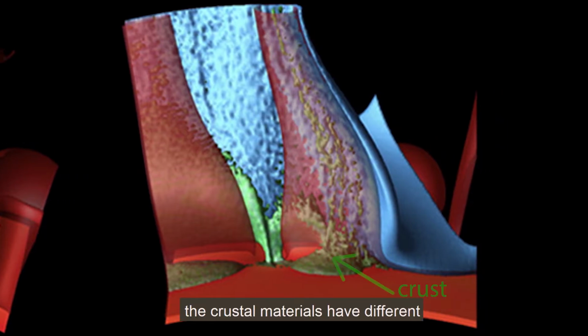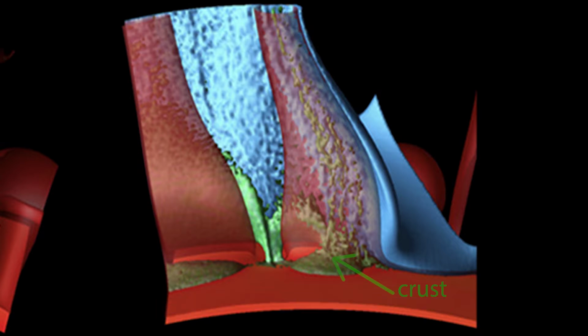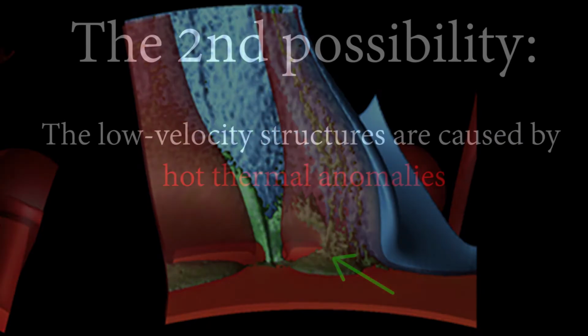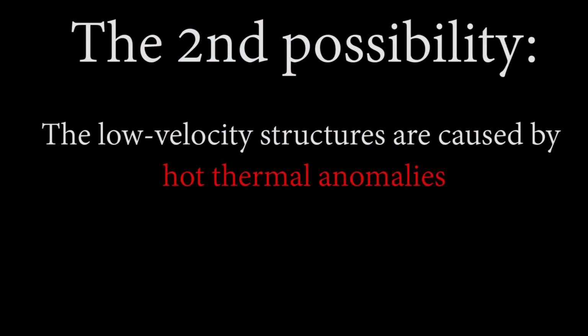The crustal materials have different physical properties than the surrounding mantle. They are also easier to partially melt, and may cause low seismic velocity anomalies in the subduction regions of the lowermost mantle. We propose another possibility.